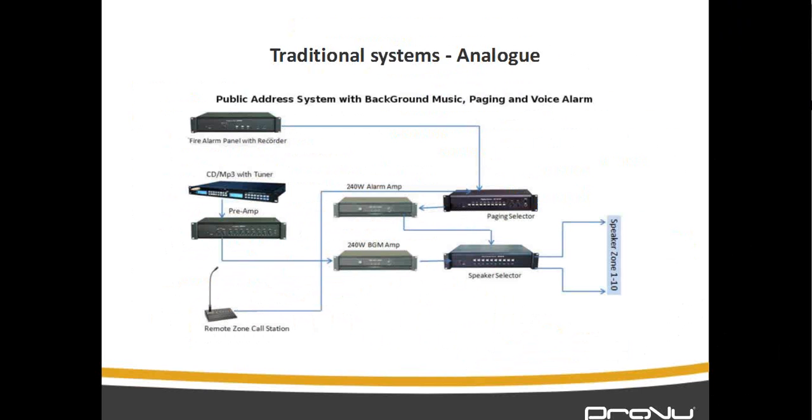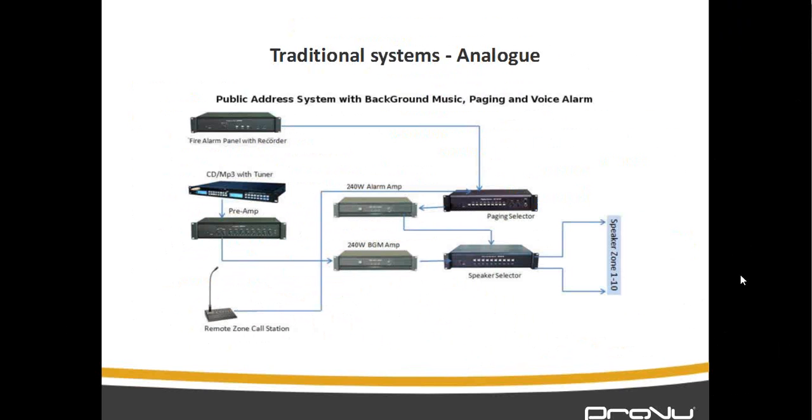You can see basically it's a legacy system. There is a fire alarm panel with a recorder. There's a CD MP3 player, tuner. You can see there's a 240-watt amplifier. There's a background music amplifier, SIP selectors, paging selectors, then remote zone call stations. So there's a lot of hardware to look into. And then obviously there's speakers. So a lot of things. If something goes wrong in this scenario, it will be quite difficult to manage or troubleshoot even where the problem exists.